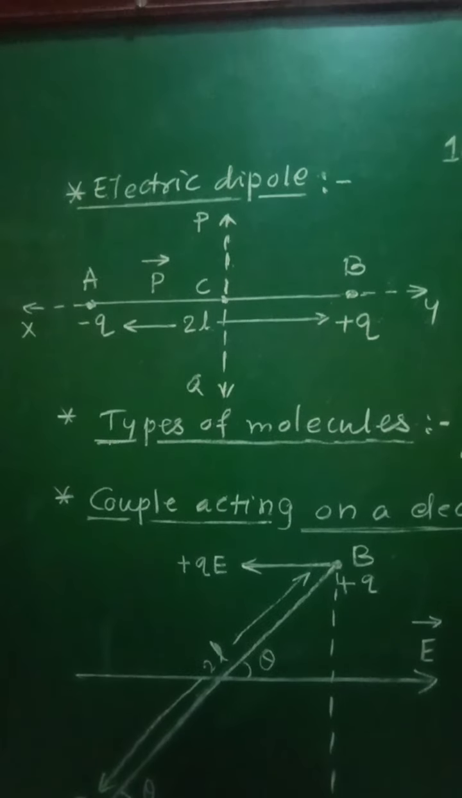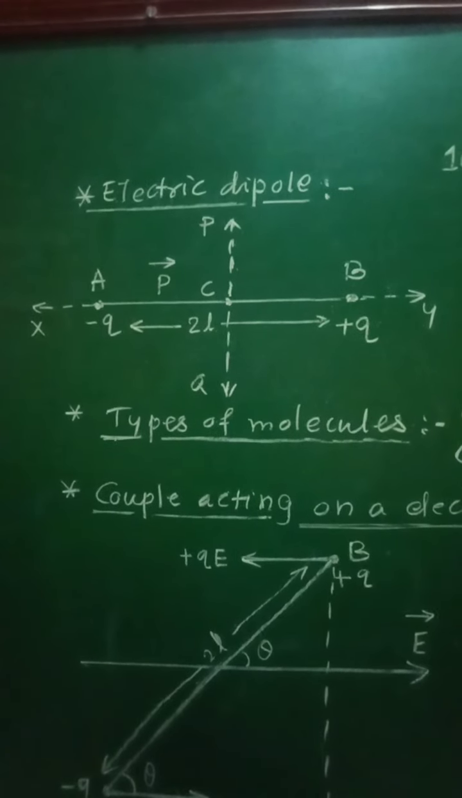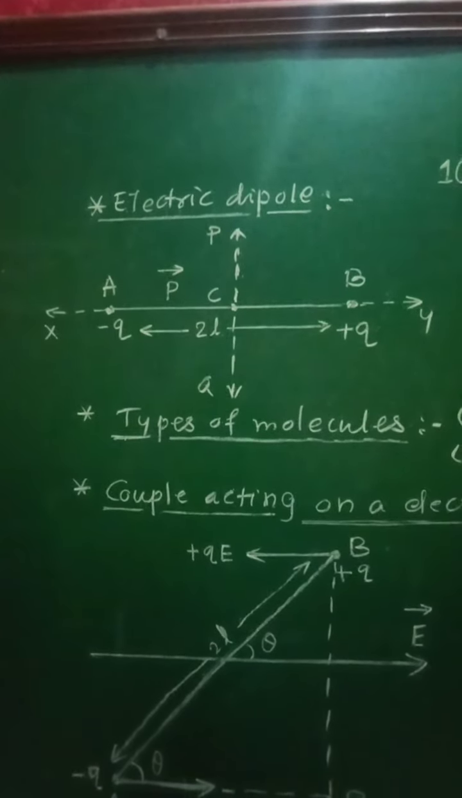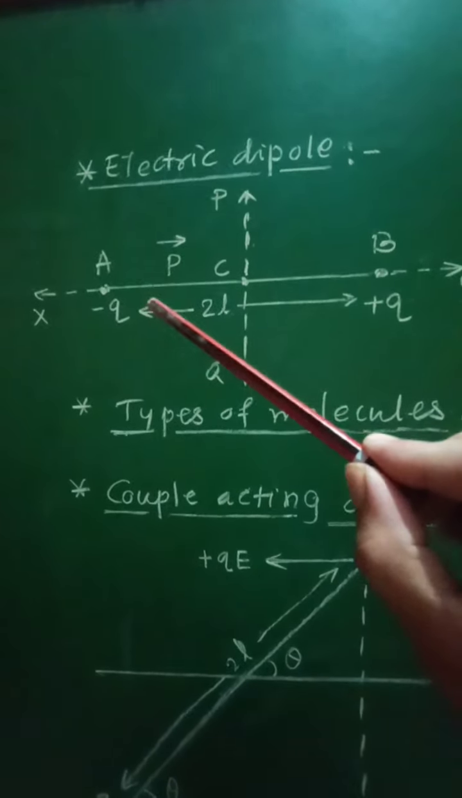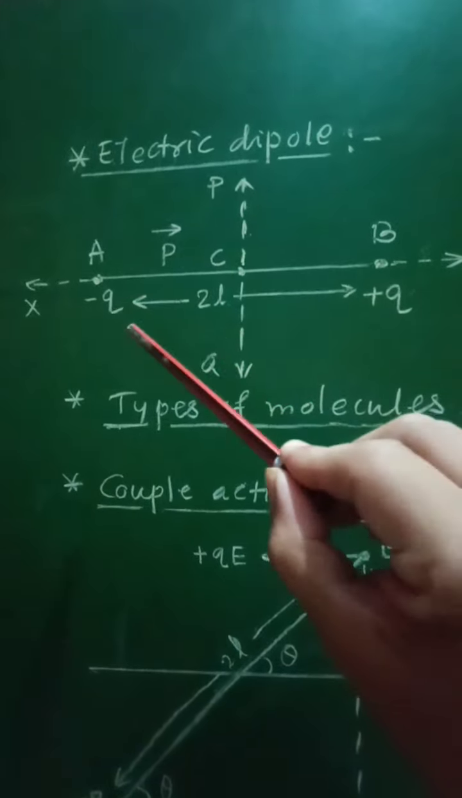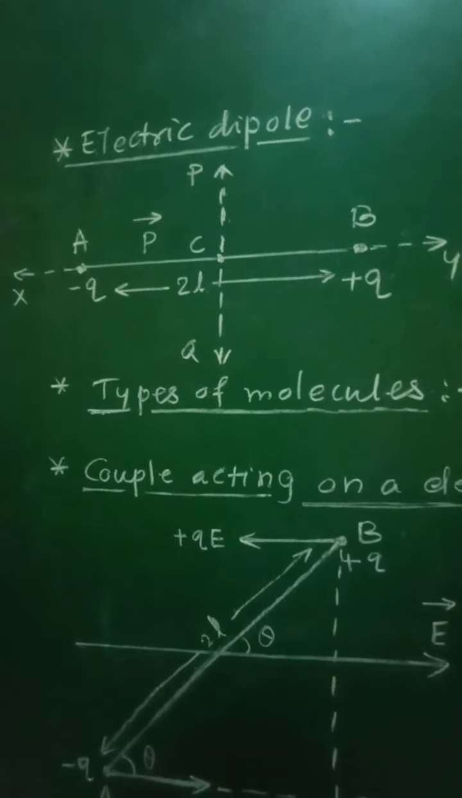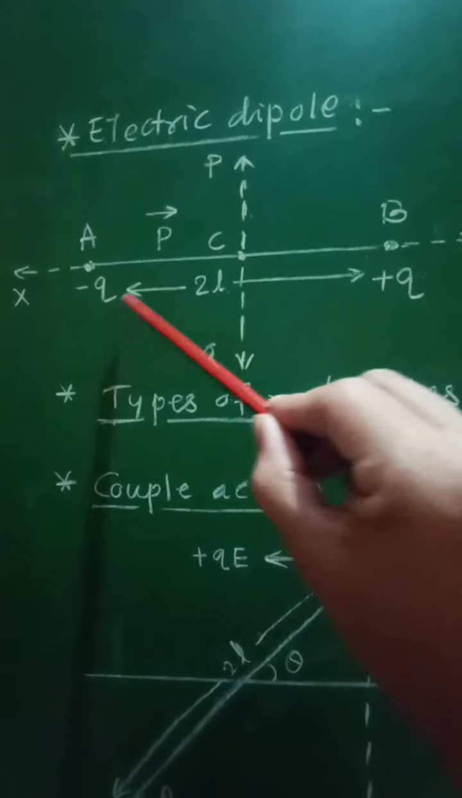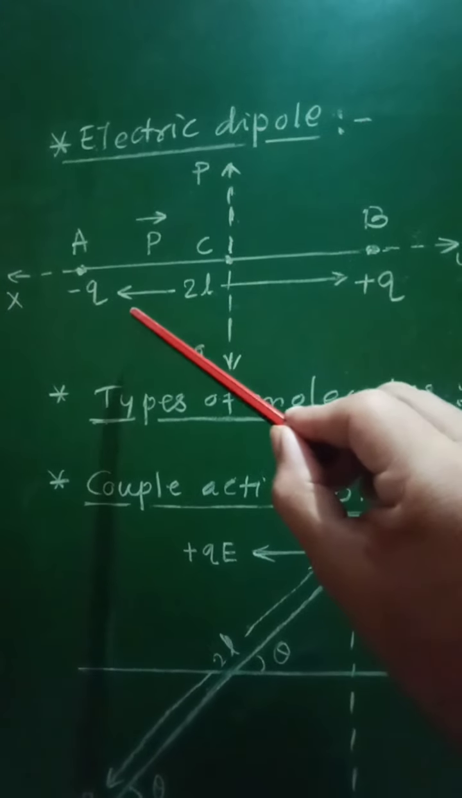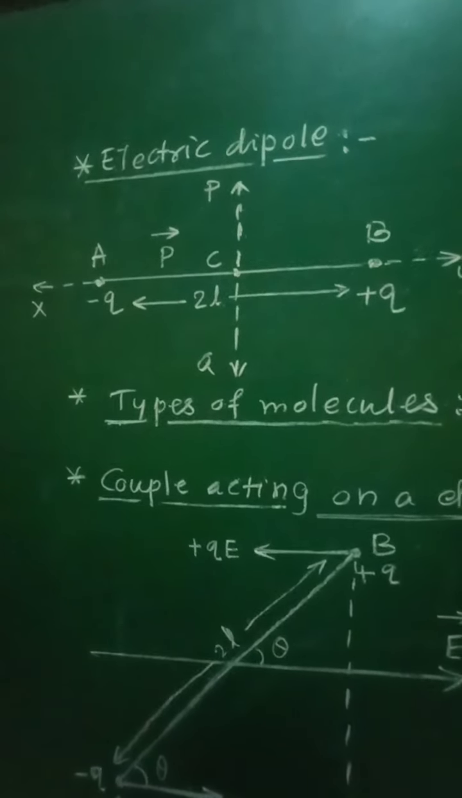Then the product of the magnitude of one of the charges and the length of the electric dipole is called the electric dipole moment. The product of the magnitude of one of the charges, that is q, and the length of the electric dipole, that is 2l, that product is called the electric dipole moment p. It is directed from negative charge to positive charge, that is from A to B, or minus q to plus q. That will be the electric dipole moment.